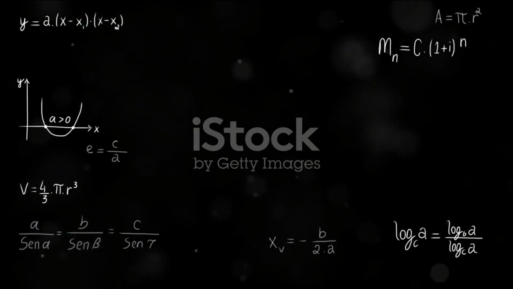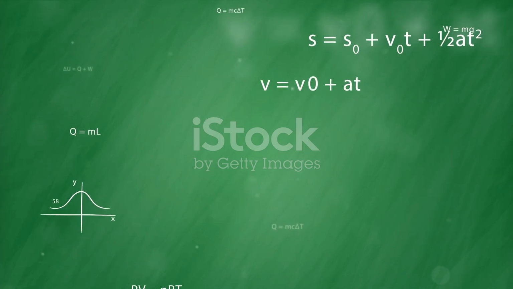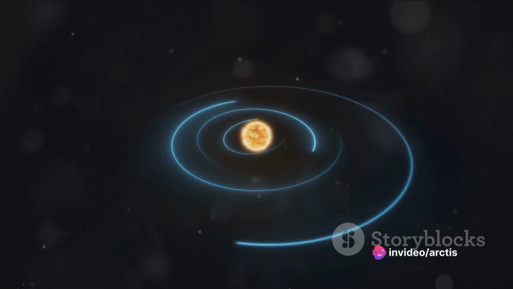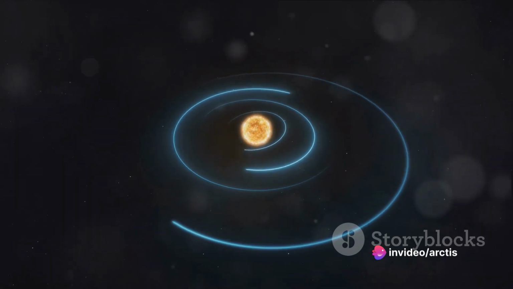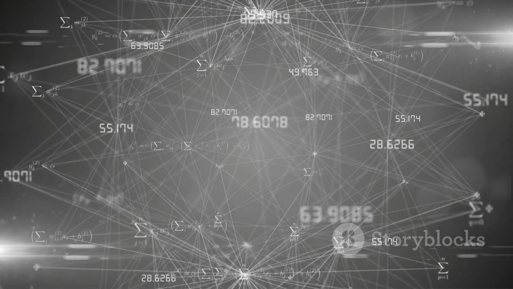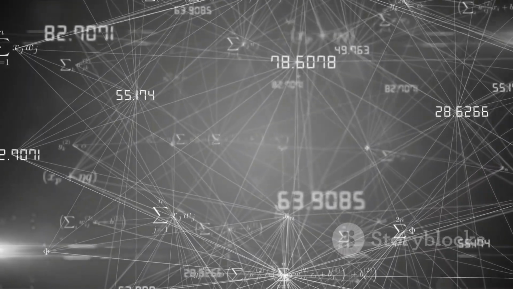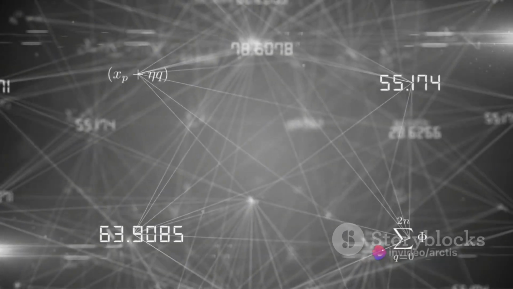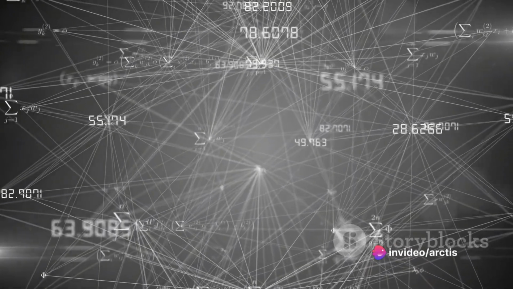Take the ellipse, a shape that looks like a stretched circle. The equation of an ellipse centered at the origin is x squared divided by a squared plus y squared divided by b squared equals 1. Here a and b are the lengths of the major and minor axes of the ellipse, respectively. This equation is derived from the definition of an ellipse as the set of points where the sum of the distances to two fixed points, called foci, is constant.